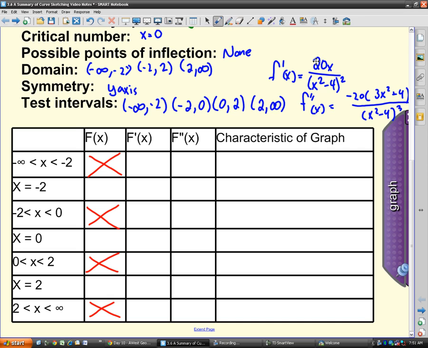So negative 3 will give me a negative on top. Negative 3 gives me a positive on the bottom. So I'm going to get a negative out of that. If I put in negative 3 into the second derivative, I get a negative on top and a positive on the bottom again. So I get a negative, and so this basically means that we are decreasing and concave down. And so that's important information for the graph.